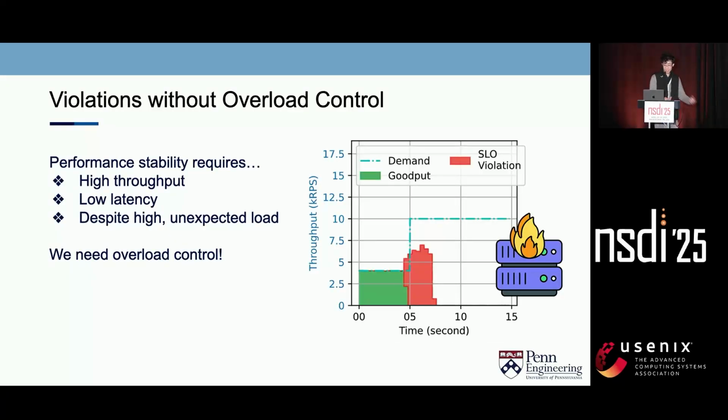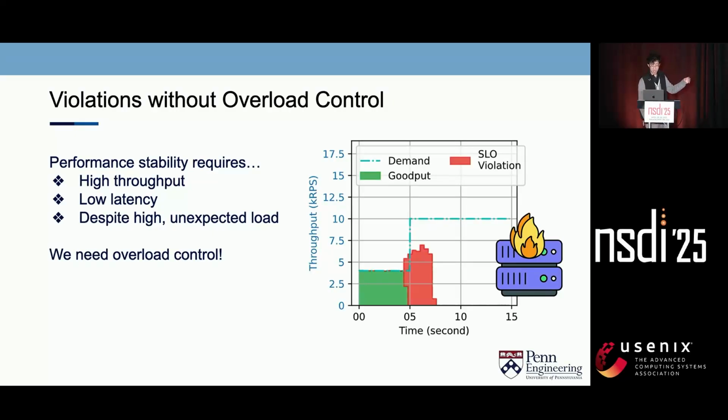How did that happen? This is a simple experiment on the hotel reservation application we developed. On the x-axis is the time, and on the y-axis is the demand. For the first 5 seconds, the demand is mild at 4,000 requests per second. The system can handle it pretty well, shown in green as goodput. By goodput, I mean requests that are processed within the target latency.